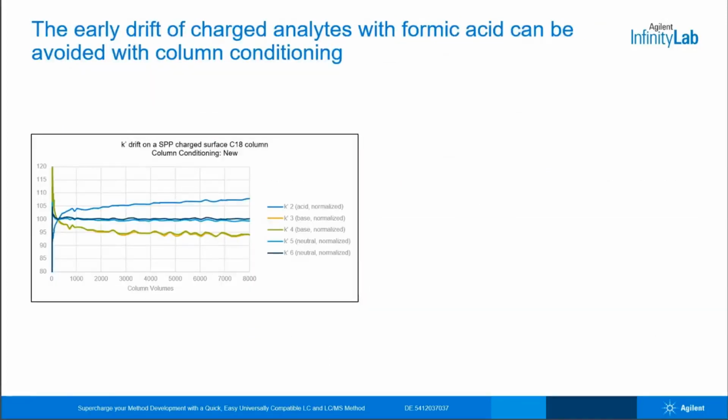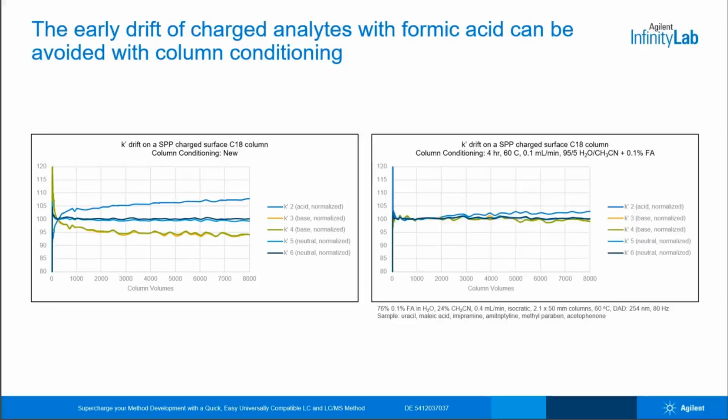To be proactive, you can condition a new column to avoid that retention time drift altogether. Here you have the same plot from the previous slide, but an acidic analyte was also added in, which actually gained some retention over time. However, if you condition a new column for a couple of hours and repeat the experiment, you can see that retention times are now much more reproducible.